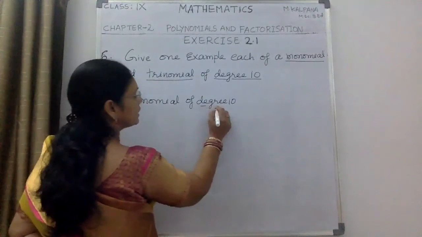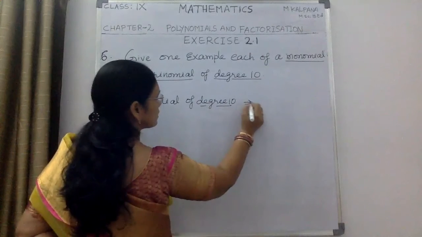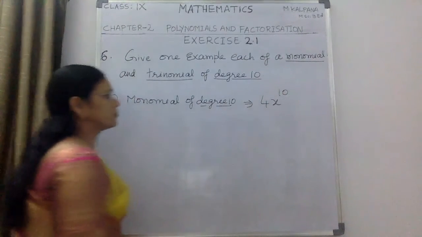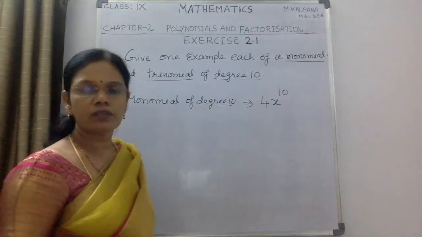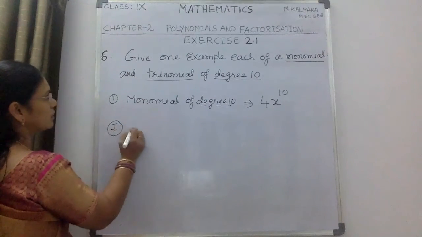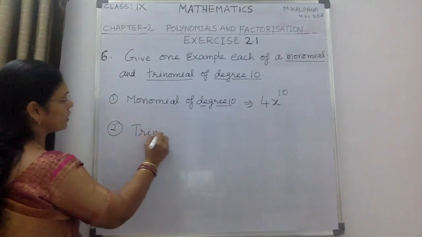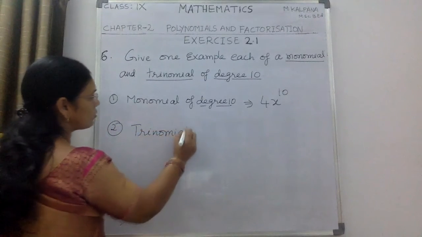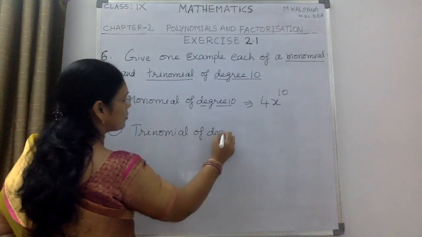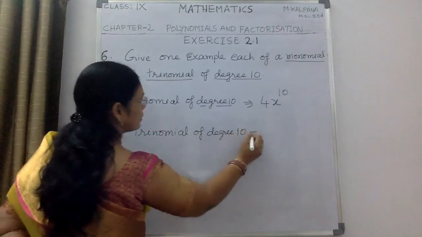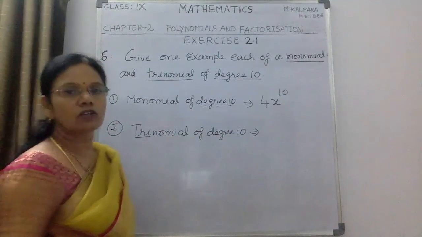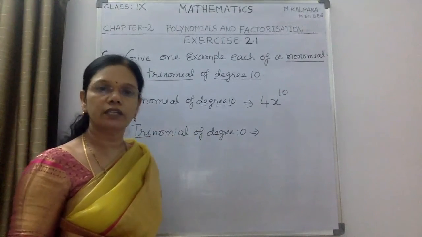And the other condition that should be satisfied is degree 10. So I can write it as 4x to the power of 10. And you may give so many examples. And what is the next one? Trinomial. What is a trinomial? A polynomial with how many terms? Three terms. So we should write a trinomial of degree 10.